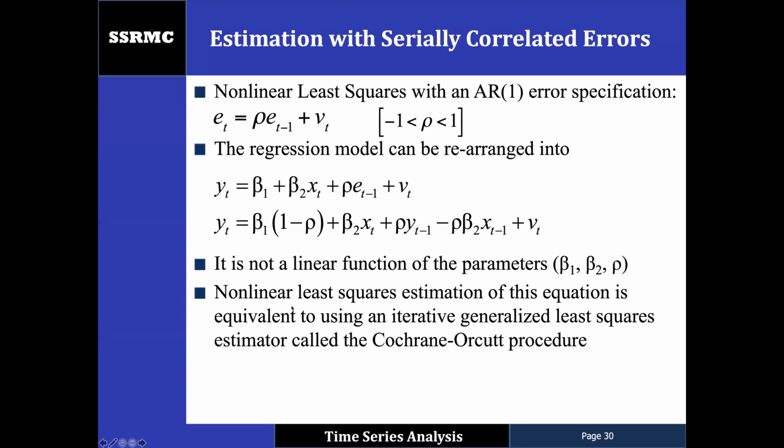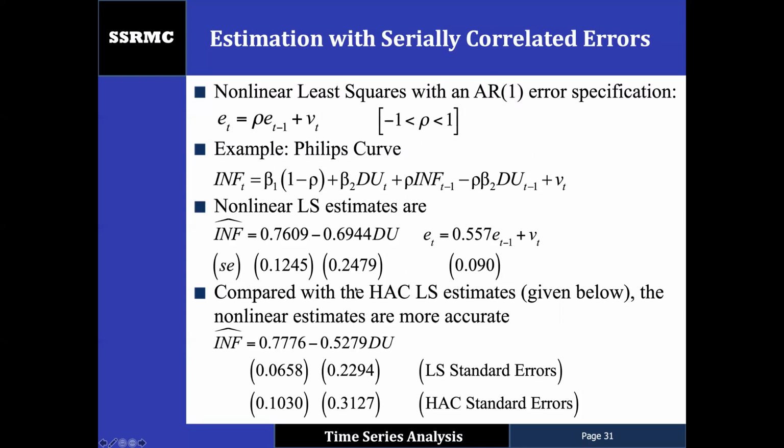Instead, we use a nonlinear least squares method. So it uses an iterative generalized least squares estimator. And in this course, we use this Cochrane-Orcutt procedure, which is one of the most commonly used procedures in the software. Usually, if the data is of good, reasonable quality, those procedures will not give you distinctively different results. So this procedure is fine.